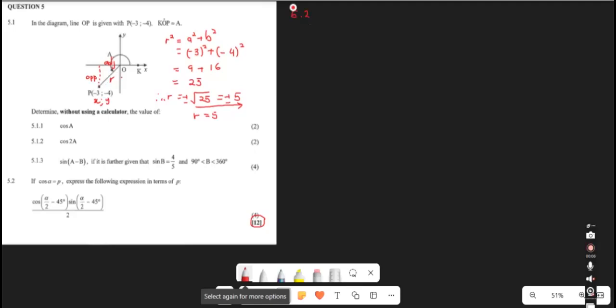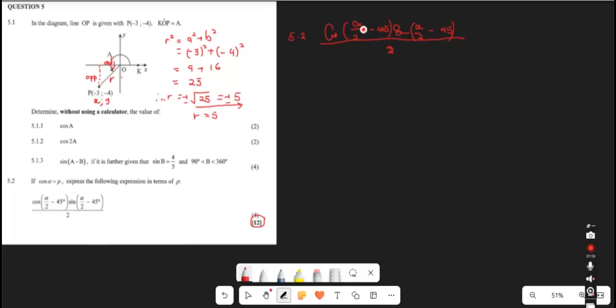Okay, guys, moving on to 5.2. They're saying if cos beta is equal to p, express the following expression in terms of p. Now we're on 5.2, and they are saying we must express this: cos of half beta minus 45 times sine of half beta minus 45, over 2.